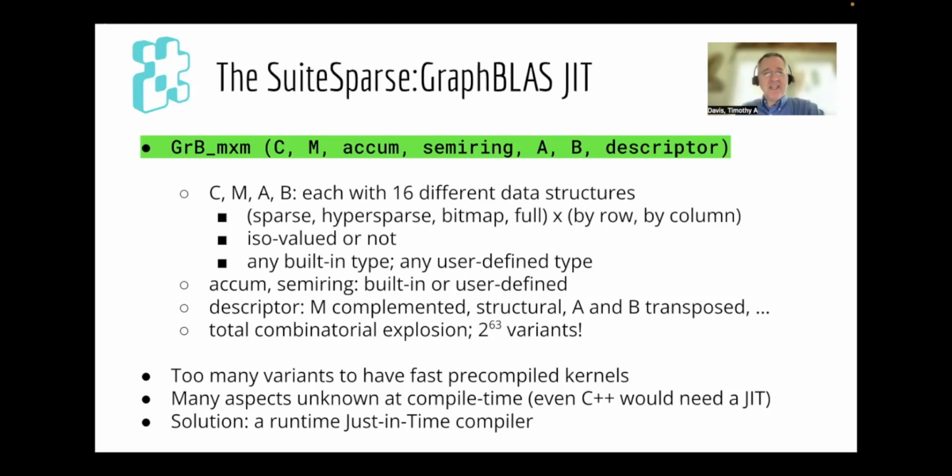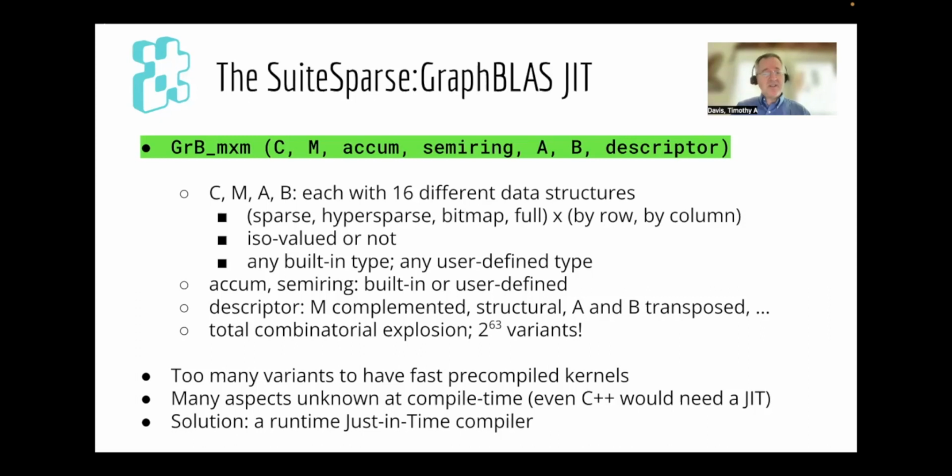Each of those 4 matrices has 16 different data structures they could be in. They can be sparse or hypersparse, bitmap and full, by row or by column, isovalued or not, in any combination of those. And they can be any different kinds of built-in types or user-defined types. The accumulator and the semiring could be any one of many built-in combinations, or partially or fully user-defined. The descriptor adds additional options. This is a combinatorial explosion. Many of these aspects of these matrix formats, for example, are not even known at compile time. So even a C++ GraphBLAS API would need a JIT to capture all of these possible variations.